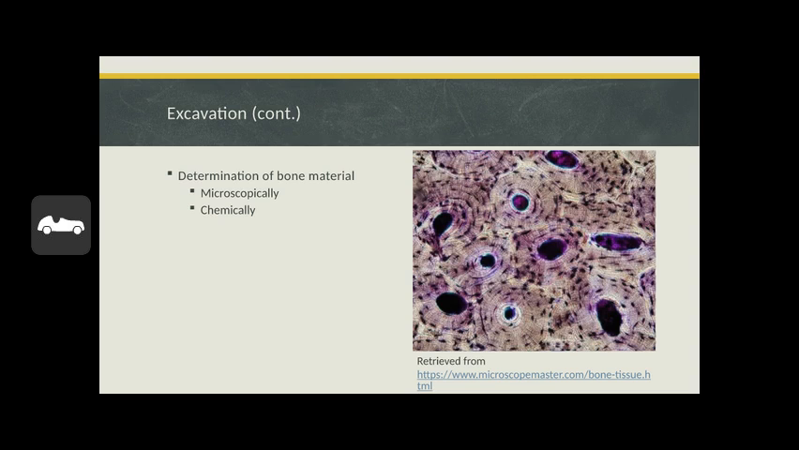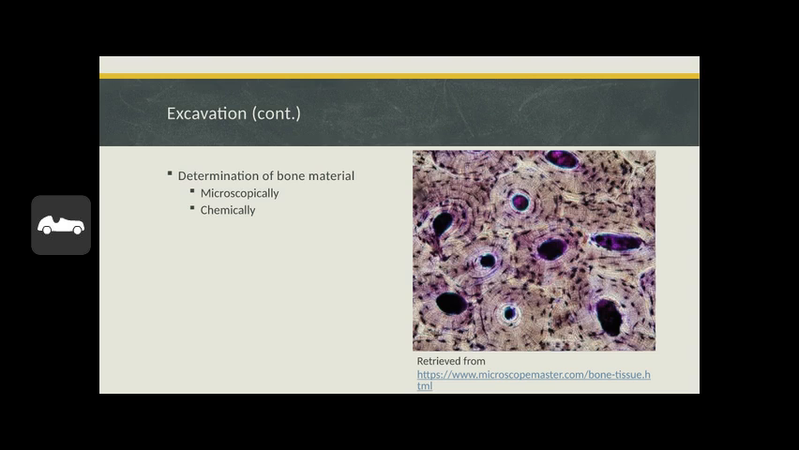Additionally, there is a chemical method to determine if a material is bone. There is a portable instrument known as an X-ray fluorescence spectrometer. This instrument excites a sample using an X-ray and then measures the fluorescent X-ray emitted from the sample in response to this excitement. Each element of the periodic table reacts differently to the initial X-ray, resulting in unique secondary X-rays. This allows the instrument to determine which elements are present in the sample.